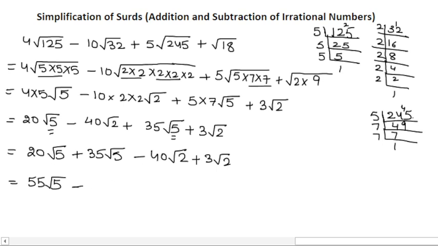Minus 40, negative 40 plus 3. You end up with negative 37 root 2. In this step, if you see, we have different surds, unlike surds, and unlike surds cannot be added or subtracted. So you cannot simplify it further. This is your final answer. I hope the method is clear to you.